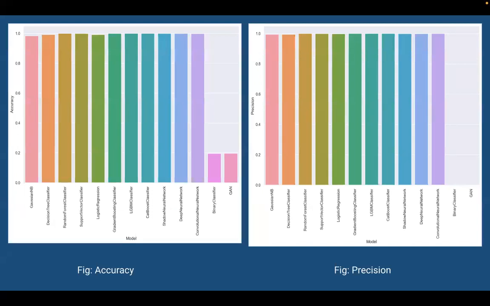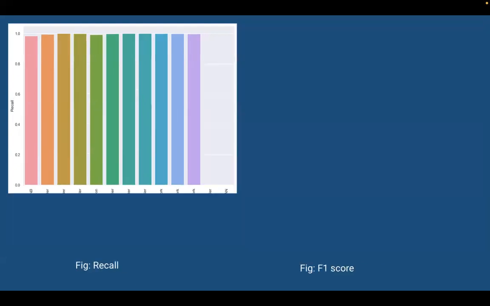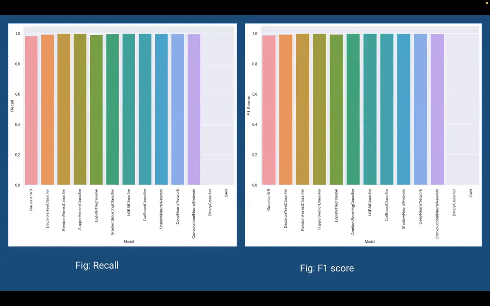And here are the figures of the different metrics. The first one is accuracy. Random forest classifier and boosting classifier have the highest accuracy, and GAN and binary classifier have the lowest accuracy. The same is the case with precision. The next figures talk about recall and the F1 score. Again, random forest classifier and gradient boosting classifier have the highest recall scores. GAN and binary classifier have the lowest recall scores. Coming to F1 score, random forest and LGBM, which is the light gradient boosting model, have the highest F1 scores.